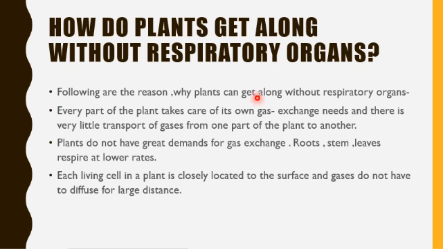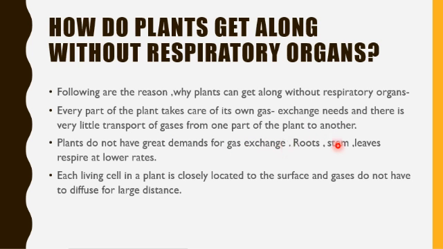How do plants get along without respiratory organs? This is a very important question. Following are the reasons why plants can get along without respiratory organs. The first reason is that every part of the plant takes care of its own gas exchange needs, and there is very little transport of gases from one part of the plant to another. Plants do not have a great demand for gas exchange.